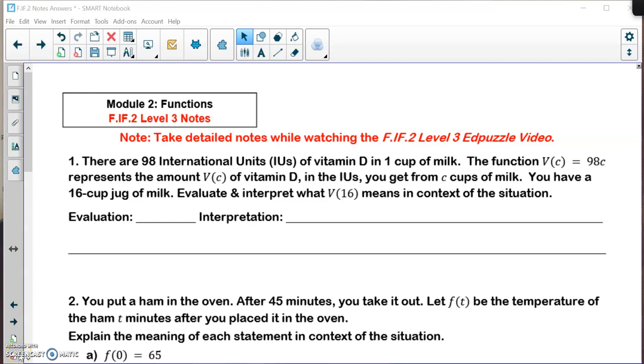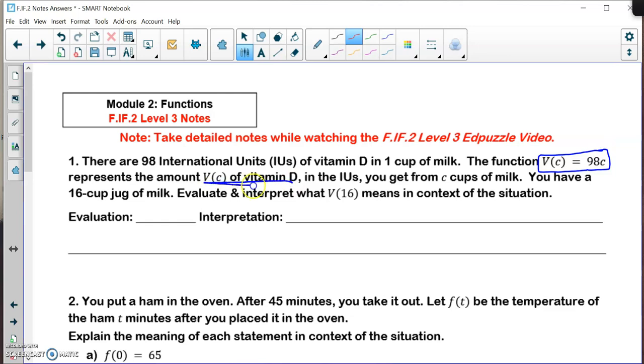All right, guys, we are now in the F.IF.2 Level 3, which is interpreting and evaluating function notation within a context. So in problem number 1, there are 98 international units, or IUs, of vitamin D in 1 cup of milk. So this function V of C is equal to 98C represents the amount of vitamin D.